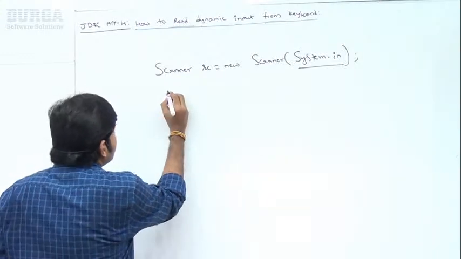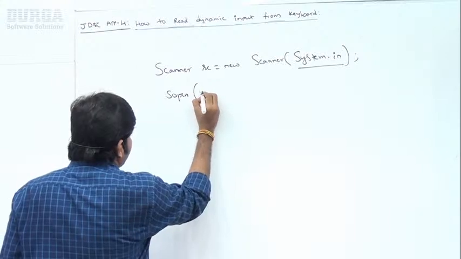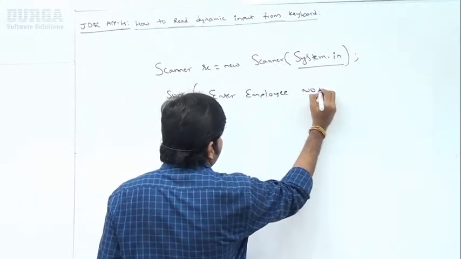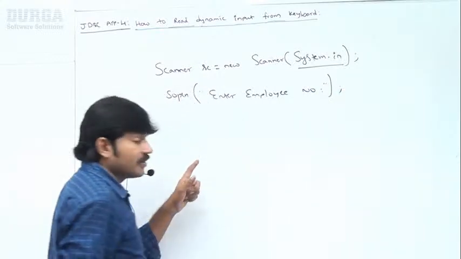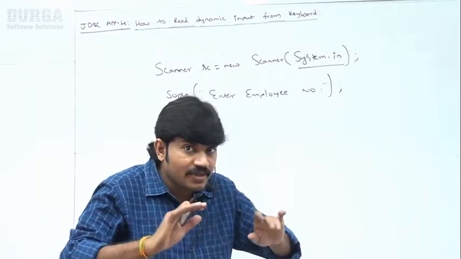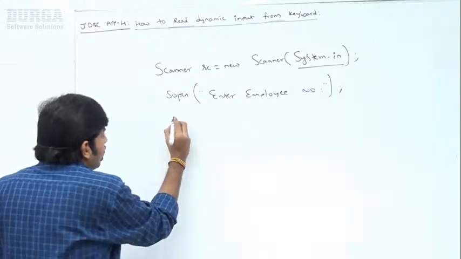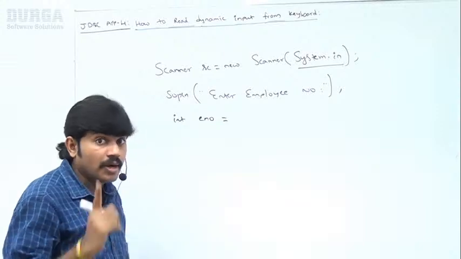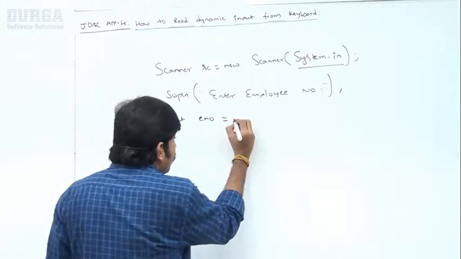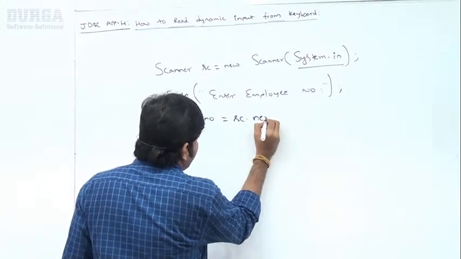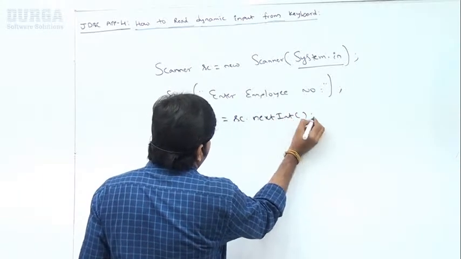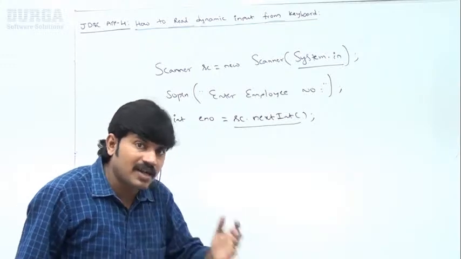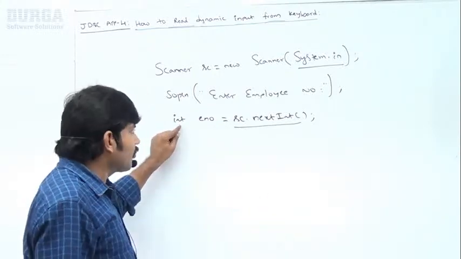Now I will ask System.out.println, enter employee number. The end user will enter the employee number, 100, 200, something like that. How do I read it? Very simple: int enum is equal to sc.nextInt. What method do we call? sc.nextInt, because employee number is always int type: 100, 200, 300. That's why I define it like that.